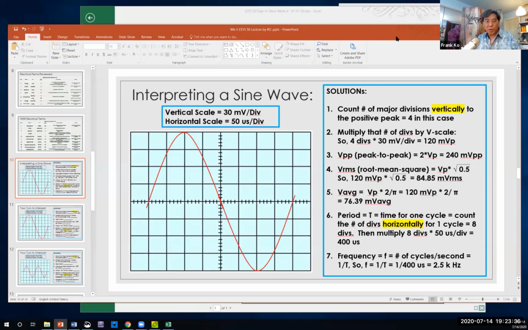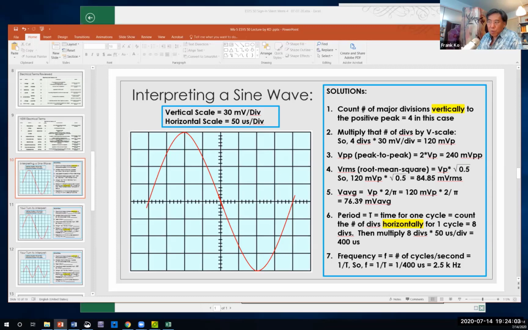I needed to record that. So let me reiterate these steps. In interpreting a sine wave, we follow these steps. We have to have a vertical scale. We have to have a horizontal scale, because these are your roadmaps that tell you how much each division is worth. So the vertical scale in this drawing is worth 30 millivolts for each division. The horizontal scale is worth 50 microseconds for each division.